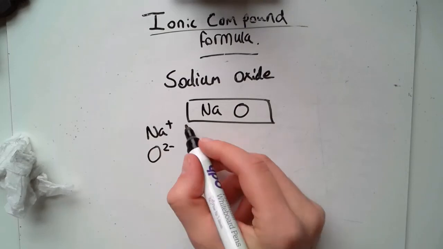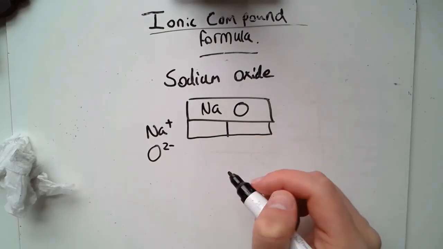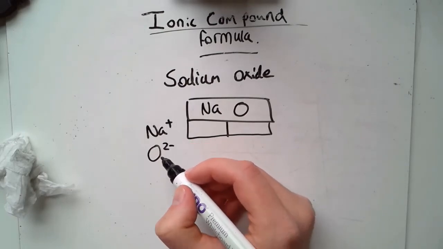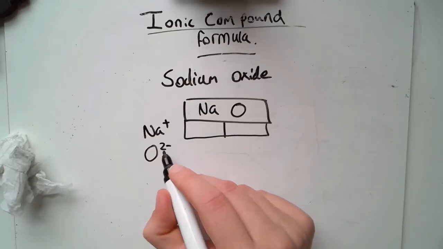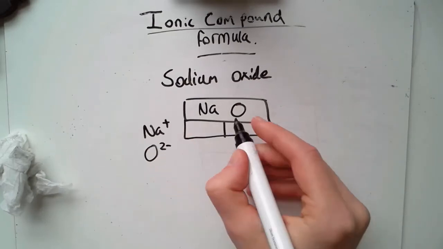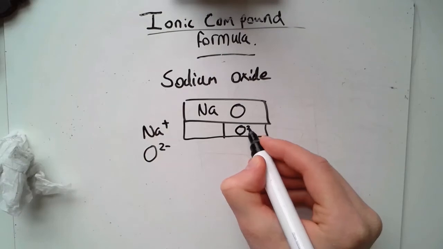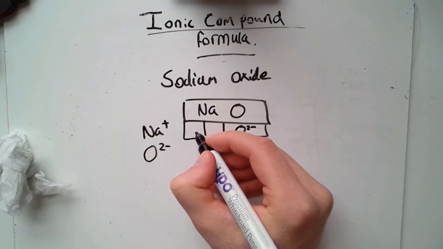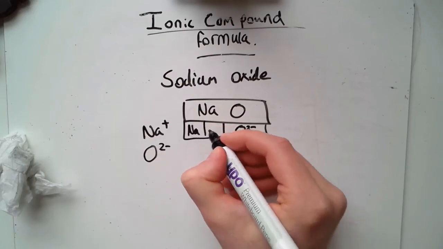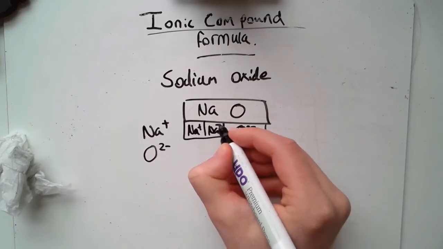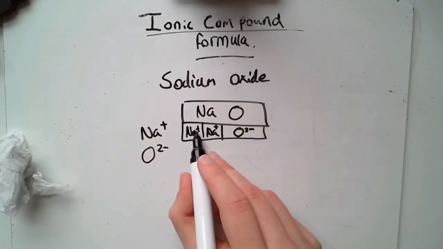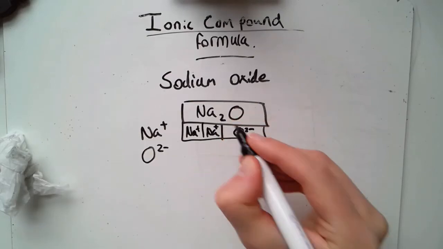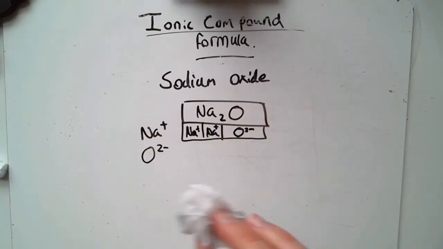Now I need to draw my boxes underneath and draw a line down the middle. Now I need to think which one of these has got the largest charge. The answer is going to be O2-, because the number is larger. We're not interested in whether it's positive or negative, it's got a larger number. So I'm going to write O2- here. The charge on Na is just +1, so I'm going to need 2 +1 charged sodiums to cancel out that 2- oxygen. So my formula is Na2O.